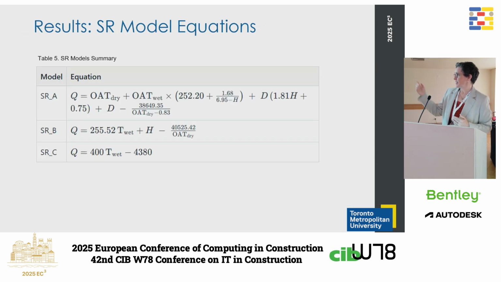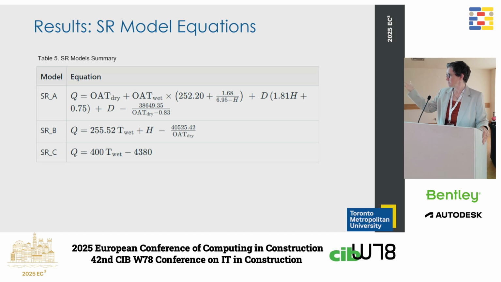So as you can see, you can get a fairly complicated equation in SRA. Nothing particularly surprising. It's a combination of wet and dry bulb temperatures and humidity in a variety of different forms. So it's a complicated model. Does it make physical sense? It makes sense that those variables would be part of it, but it doesn't necessarily follow intuitively.